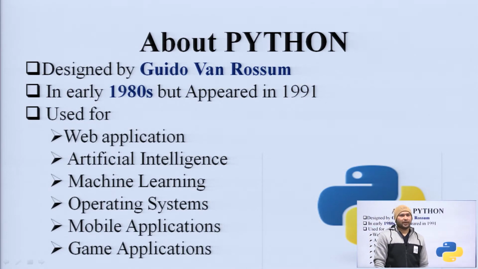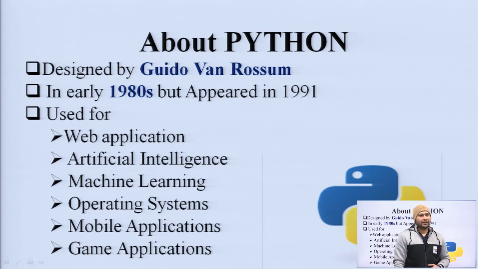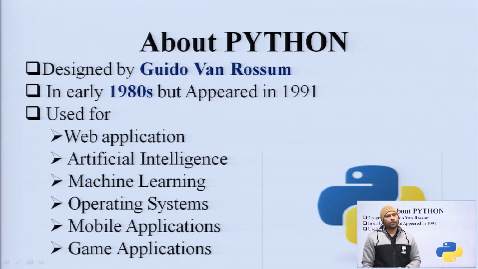Let us talk about Python, a little bit of introduction to Python. It was designed by Guido van Rossum. It was conceived in the 1980s but first appeared in 1991. There are so many applications related to Python, and right now in the modern world it is increasing day by day. Some of the applications are web applications, artificial intelligence, machine learning, mobile applications, game applications.